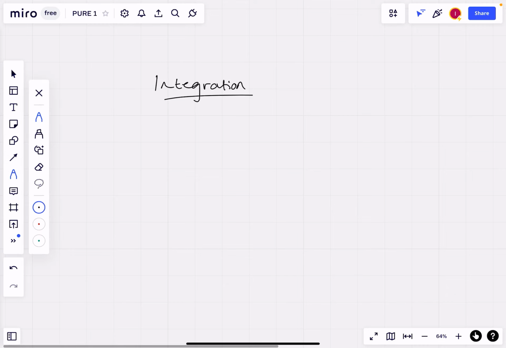Integration is the opposite of differentiation. So when you differentiate, you times by the power, then you minus 1 from that power. In integration, you add the power and then you divide by that power. Now, when you differentiate, you go from y to dy by dx. When you integrate, you go from dy by dx back to y. So it's the opposite in more than one way.